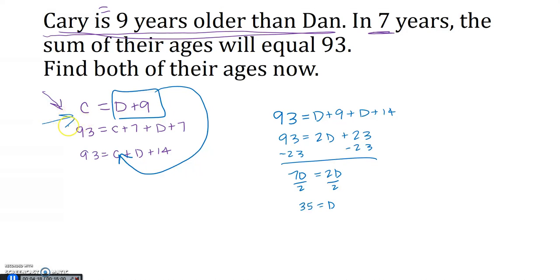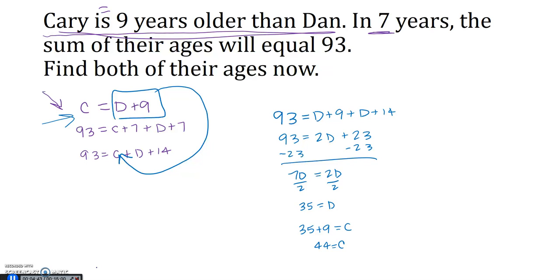Since Carrie is 9 years older than Dan, Carrie would have to be 35 plus 9. So Carrie would have to be 44. And we know that these two are 9 years apart. But we can always check ourselves. The beauty of these word problems, it's very simple to figure out if you're correct.